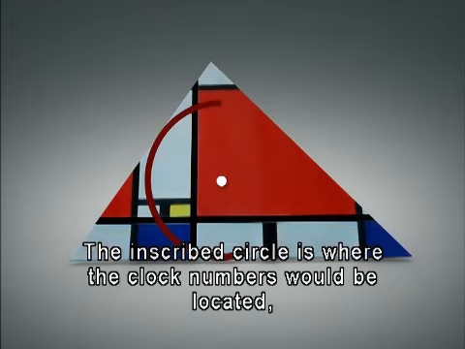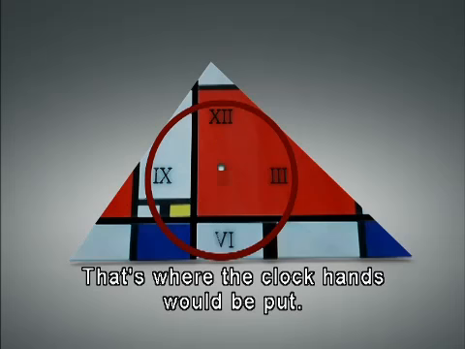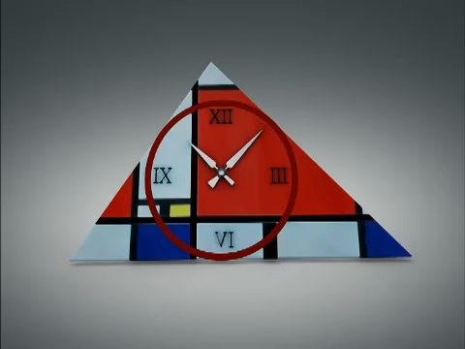The inscribed circle is where the clock numbers would be located, and its center would be the incenter. That's where the clock hands would be put. Now it's complete.